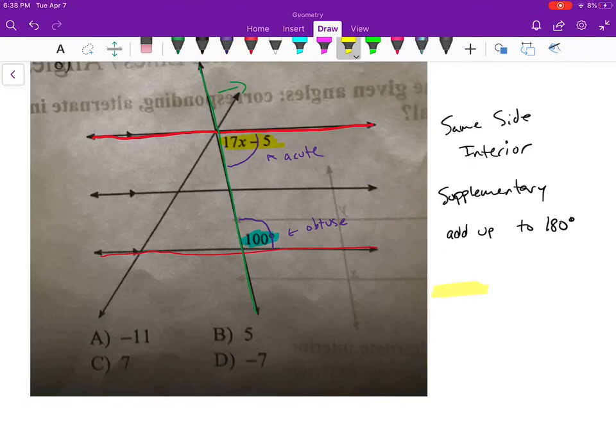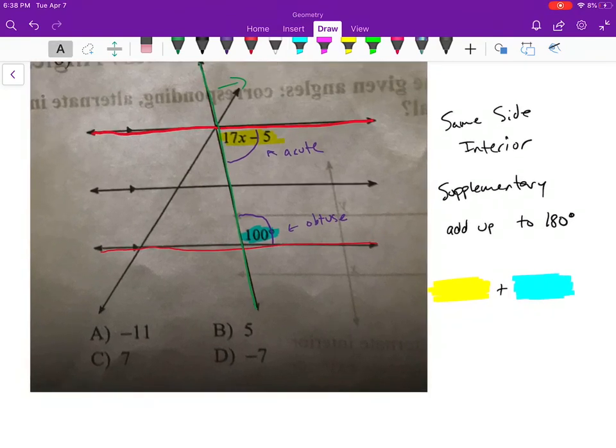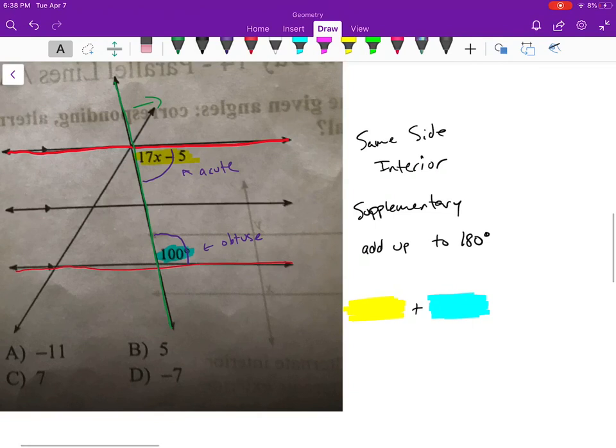So think about what I'm saying there. That yellow angle, the one I colored yellow, if I add it up with that blue angle, because they're supplementary, we know that because they're same side interior, one's acute, one's obtuse, we know the yellow one plus the blue one are going to equal 180 if we add them up together. That's what supplementary means. Okay, so now we just go ahead and fill it in. That yellow one is 17x minus 5. It's coming right from the picture there. And that blue one's 100. Okay, so there's your equation right there: 17x minus 5 plus 100 equals 180. All right, there you go, brother. So hopefully that helps you out.